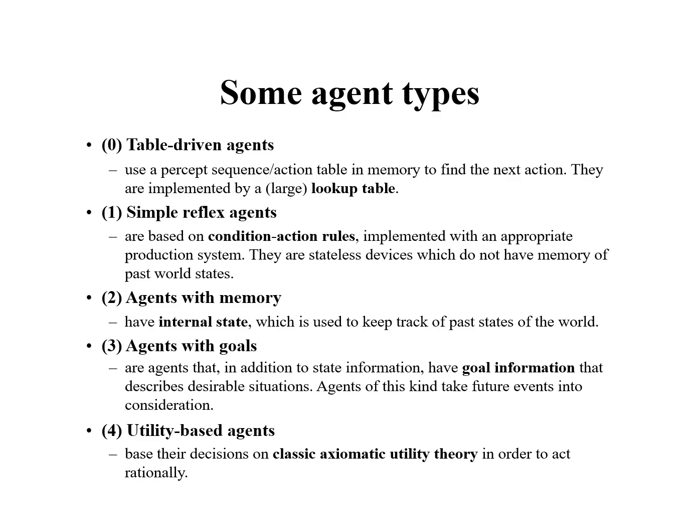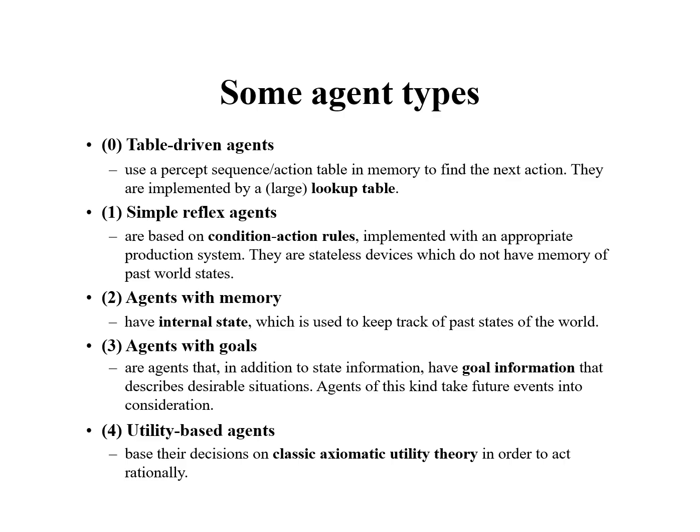Agents with goals are agents that, in addition to state information, have goal information that describes desirable situations. Agents of this kind take future events into consideration. Okay, in this case, it has state information as well as goal information, so it can take actions in consideration of the future events that can occur. So it can produce desirable solutions for the situations.